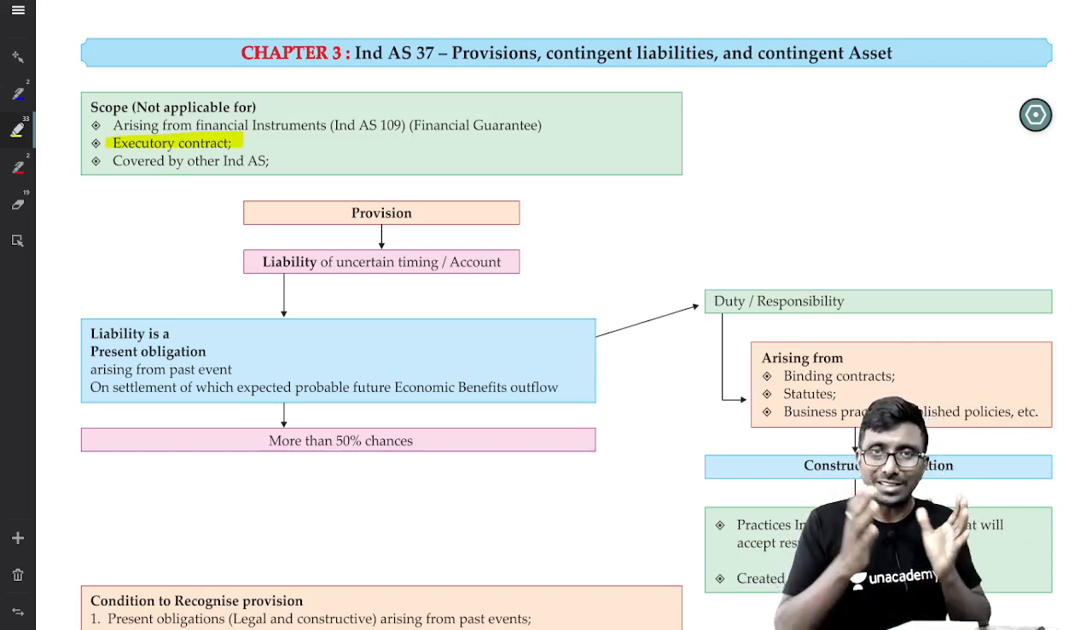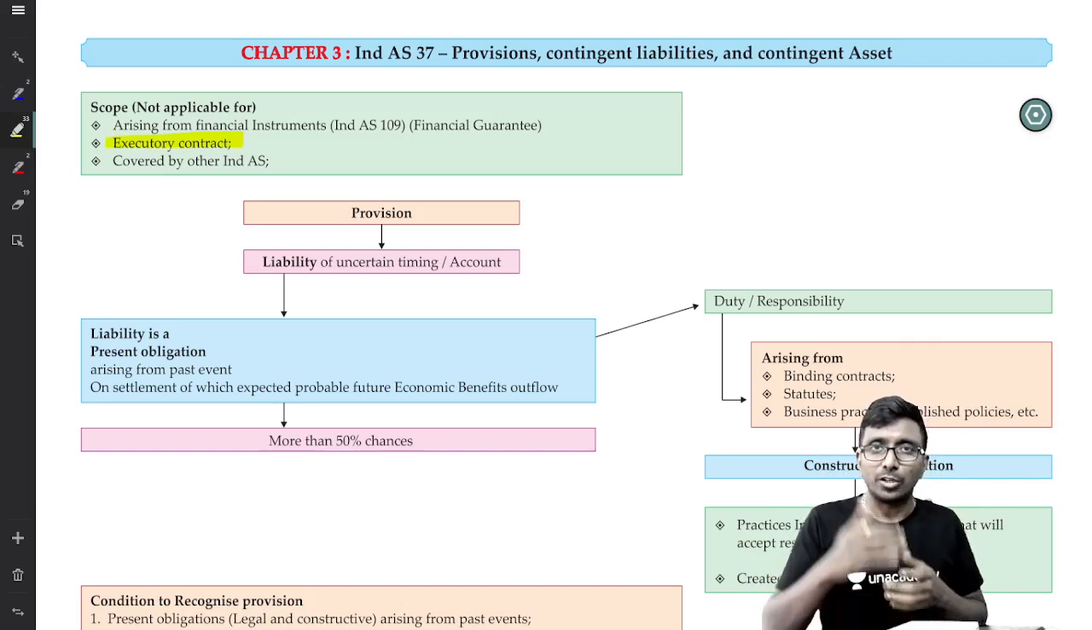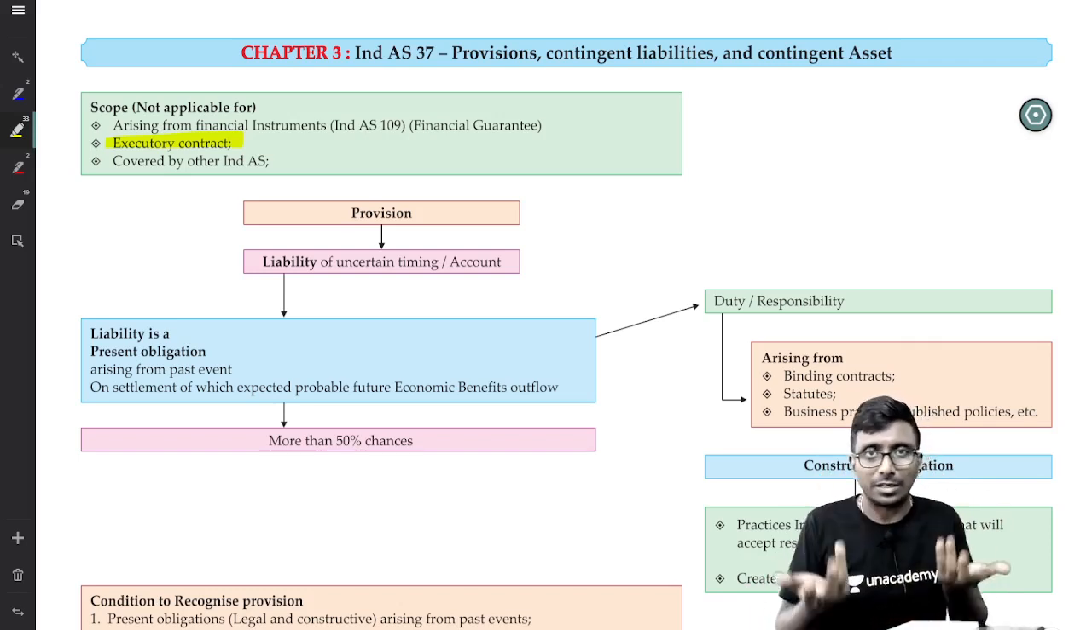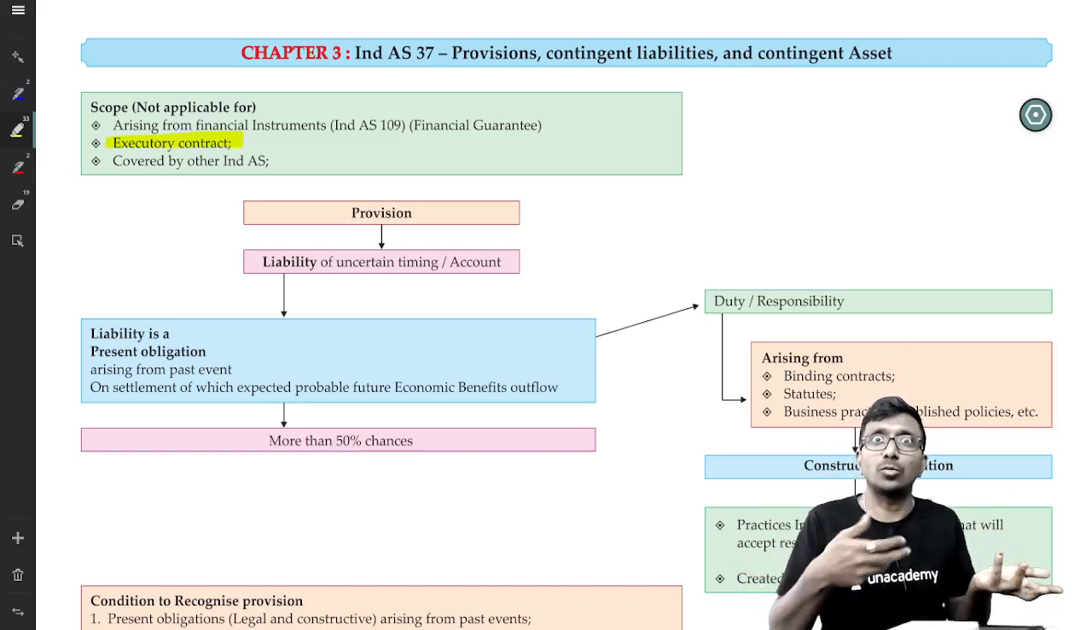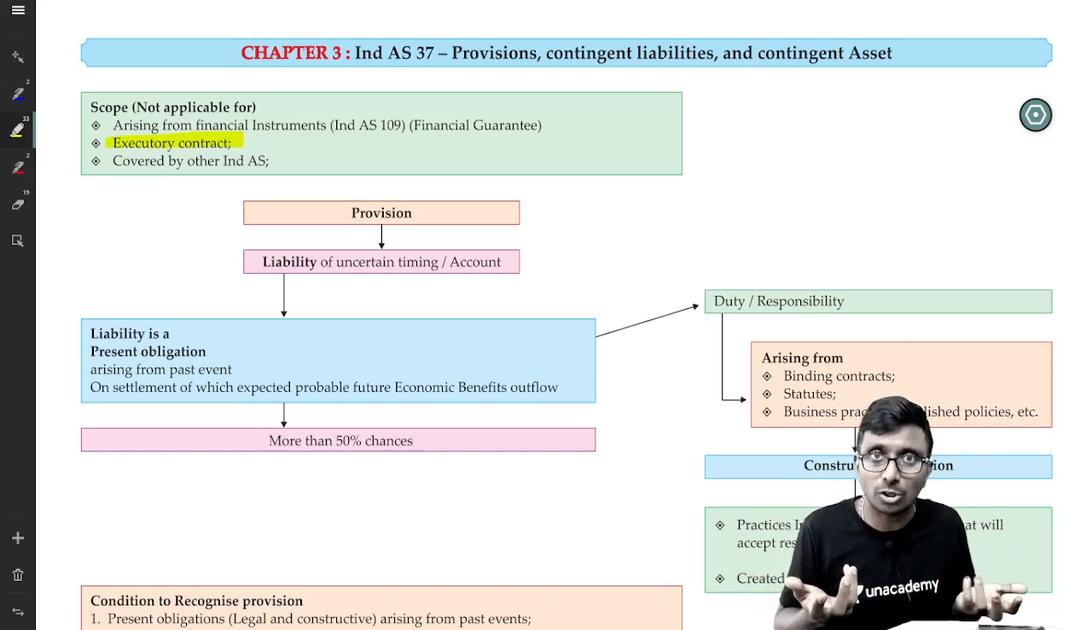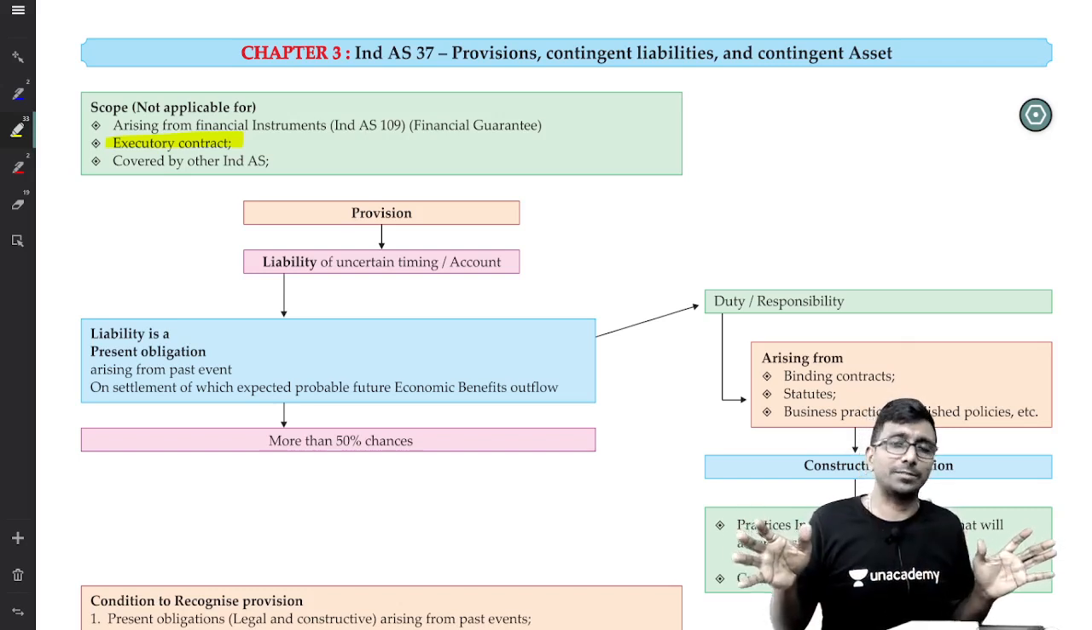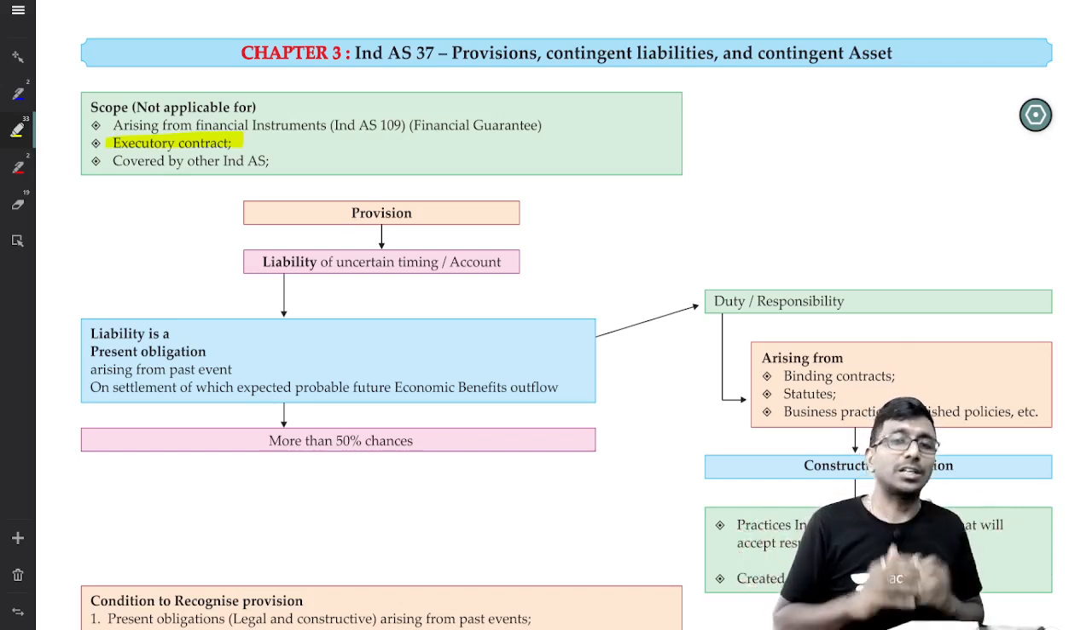But as on 31st March, you did not give me the goods. I also did not pay any money to you. So both of us have not done any job. We didn't perform anything. That is an executory contract.